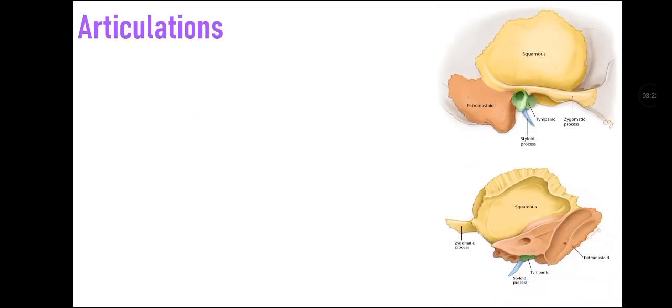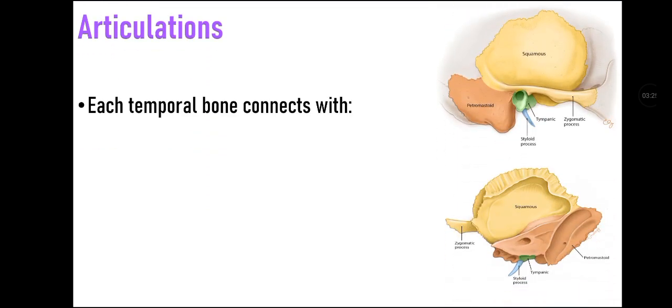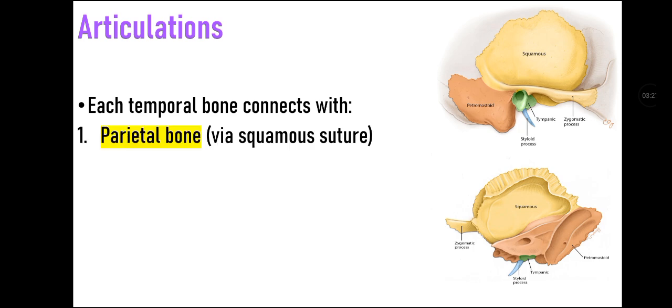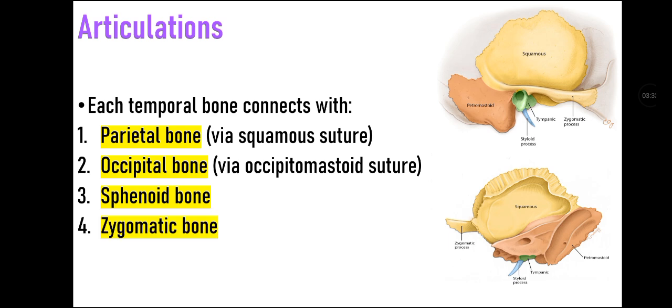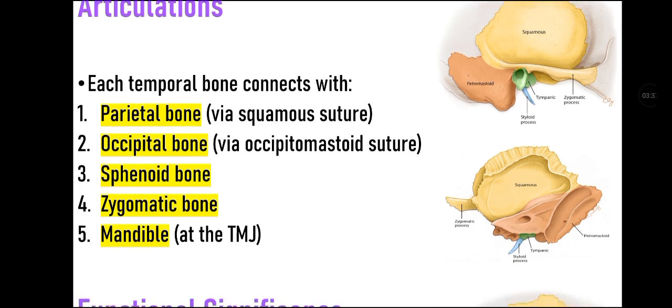Now let's talk about articulations of temporal bone. Each temporal bone connects with parietal bone through squamous suture, occipital bone through occipitomastoid suture. It also connects with the sphenoid bone, zygomatic bone and mandible at the temporomandibular joint.